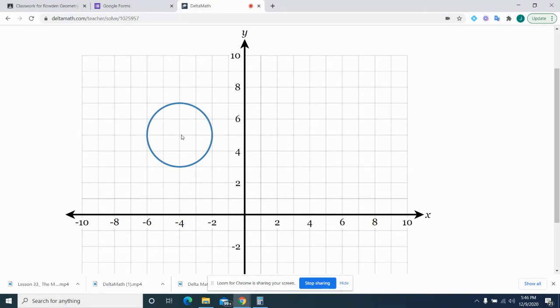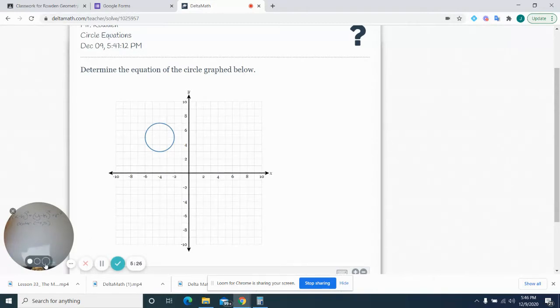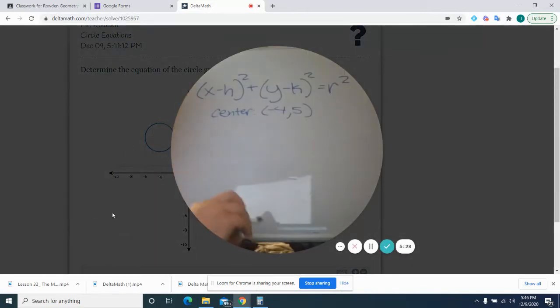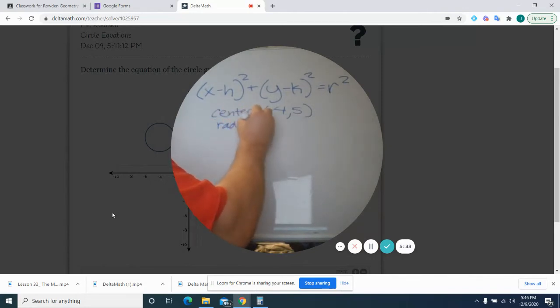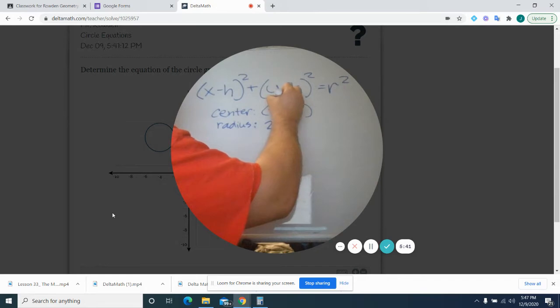Go this way. Look, from the center, 1, 2. So the radius is 2. Go up top, 1, 2. The radius is 2. So our radius is 2. Now remember on this one, whatever that x value is for the center, this right here is our h.